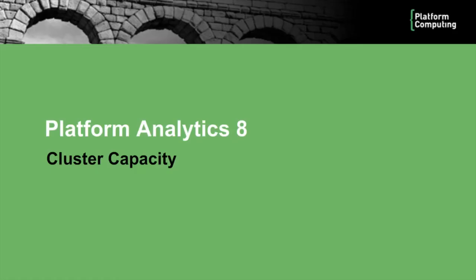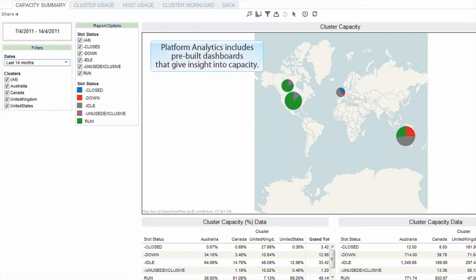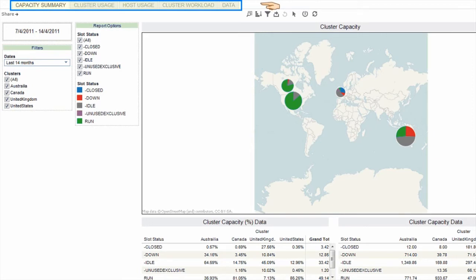Platform Analytics provides for advanced analysis of HPC data, including jobs, resources, licenses, and more. In this module, I'll focus on the analysis of cluster capacity. Included are a collection of pre-built dashboards that give insight into capacity. By understanding capacity better, analysts, managers, and administrators can gain efficiency and plan more effectively. Over the next few minutes, I'll walk through some of these data views.